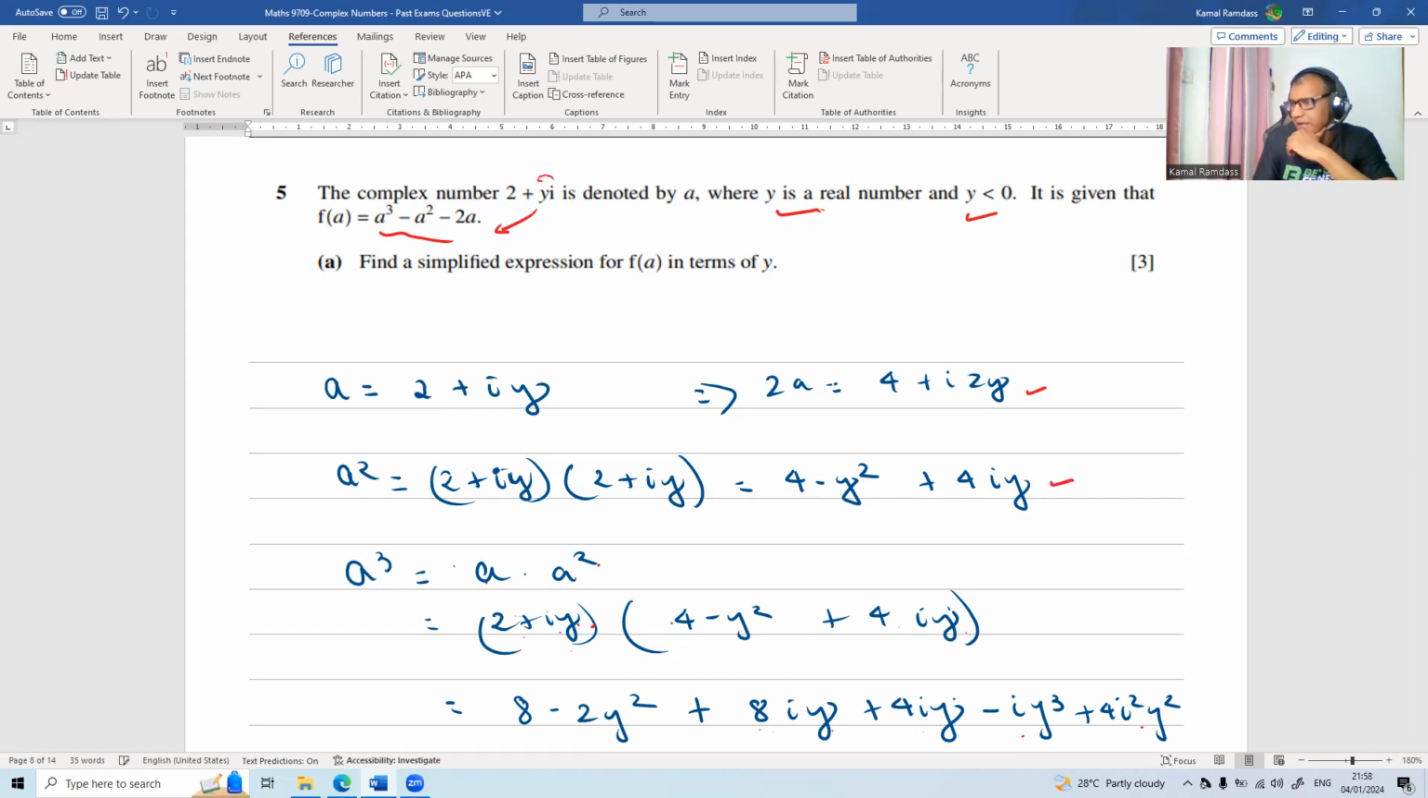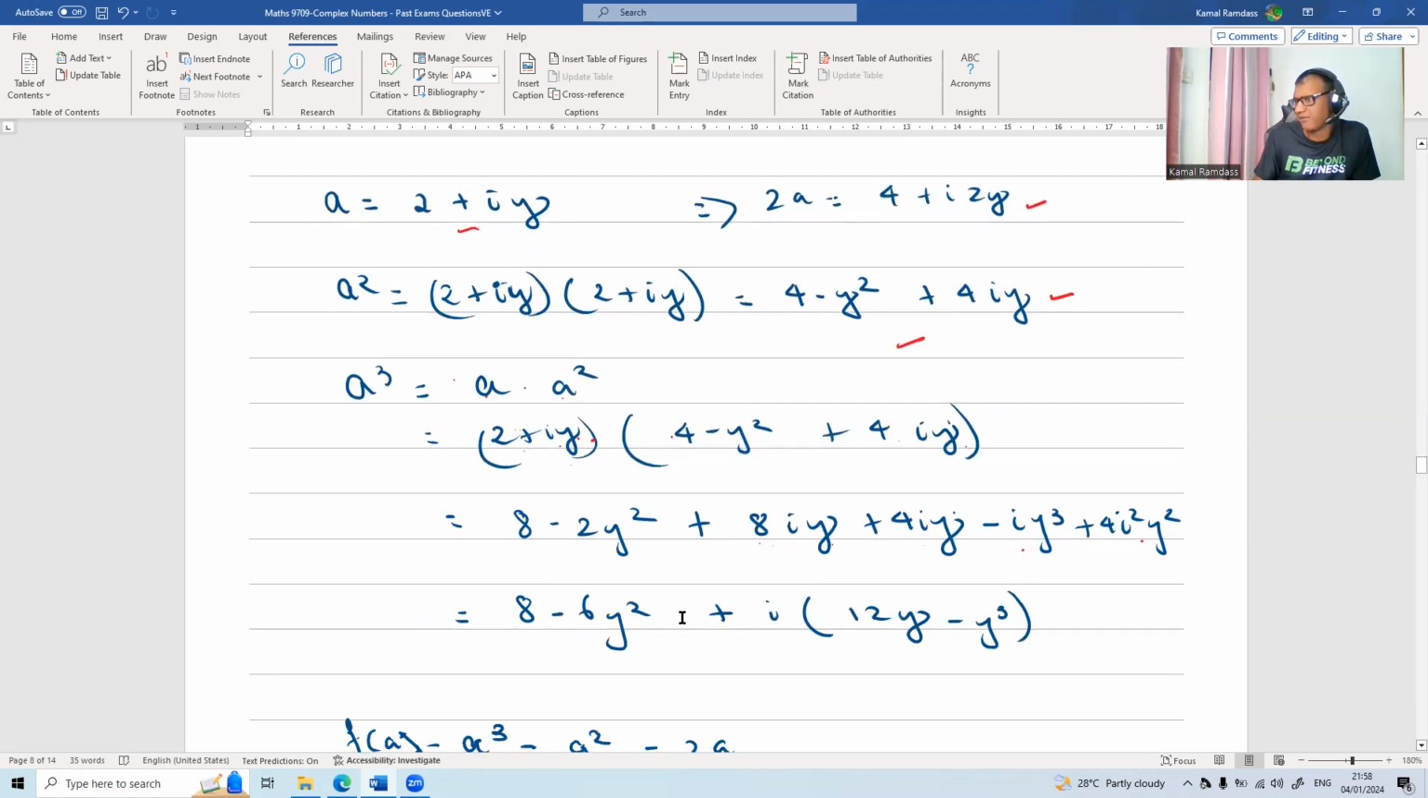And the cube is equal to a times a square. Bien, je prends ça. Je multiply by this one. 2 plus iy times 4 minus y square plus 4iy. Finally, je gagne 2 fois 4, je gagne 8. 2 fois moins y au carré, je gagne moins 2y au carré. 2 fois 4iy, je gagne 8iy. 4 times iy, je gagne 4iy. Minus y squared times iy, je gagne minus iy cube. 4iy times iy, je gagne 4i square y square.